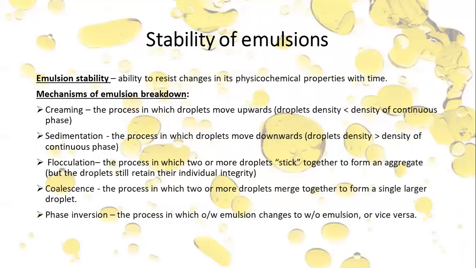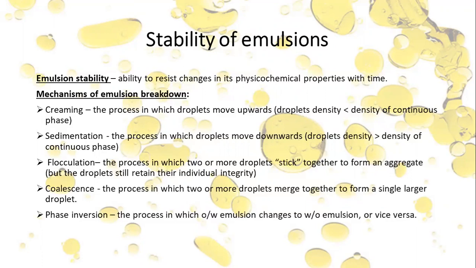Phase inversion means a change of emulsion type from one phase to another phase. That means one type of emulsion to another type of emulsion. This technique is used to prepare stable and fine emulsions. So phase inversion can be obtained in two ways. One is changing the chemical nature of the emulsifier.